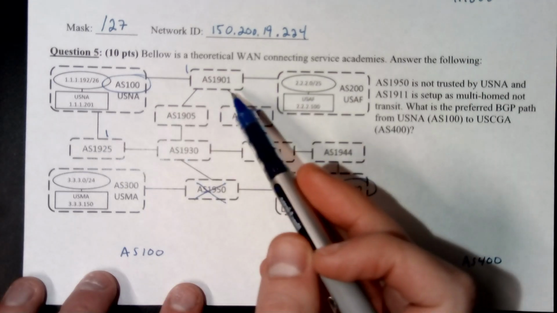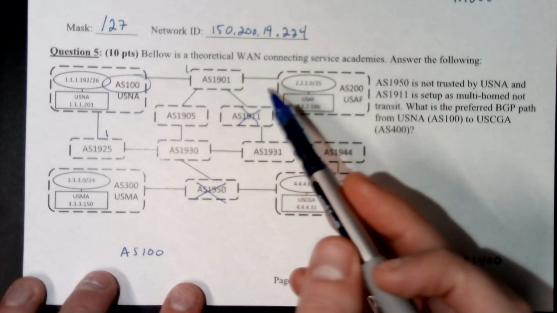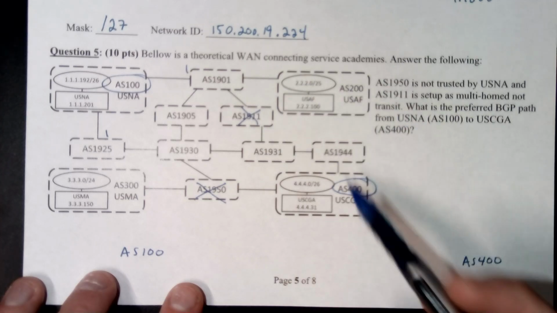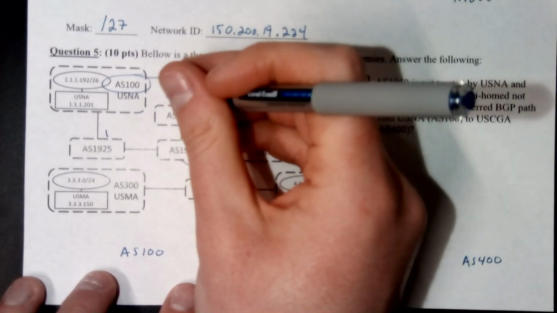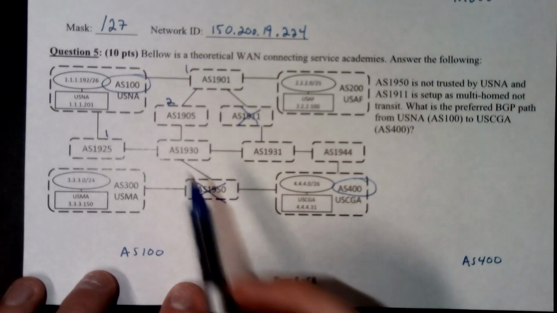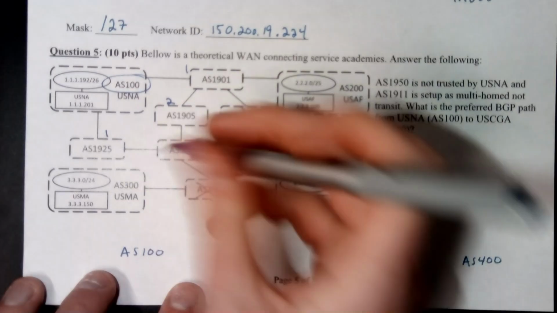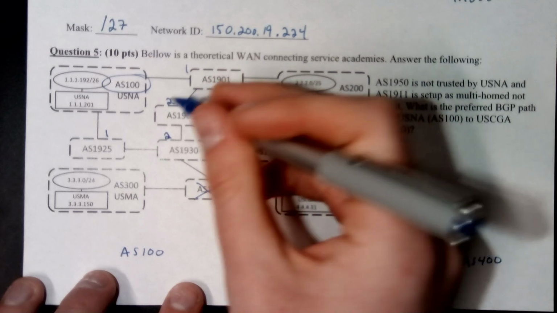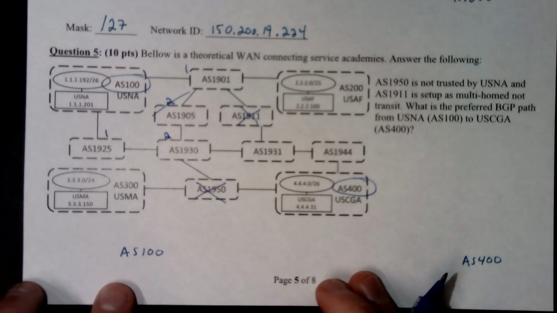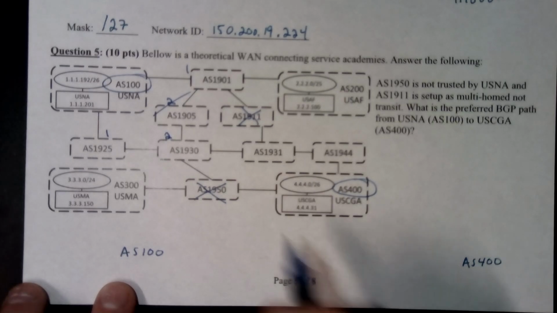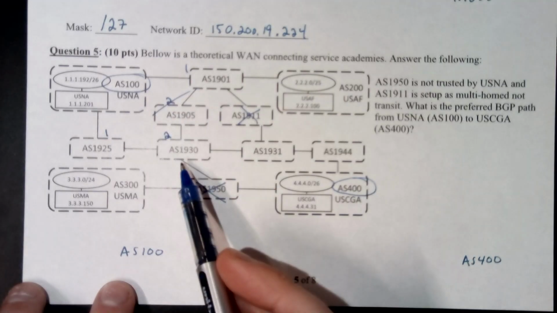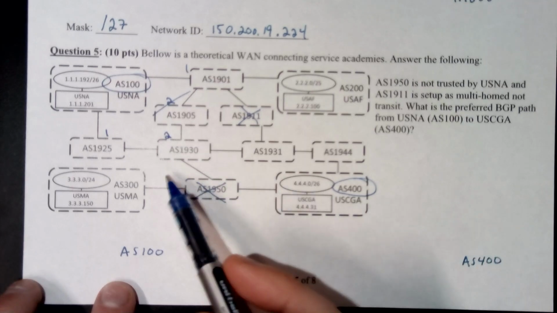From here, I can't go this direction. Going to USAF doesn't get me any closer to USCGA, so I can go in this direction for 2 steps. And from here, again, the only place I can go is in this direction for 2 steps. So we can already see that that's not going to be as effective going through that route, because we're getting to this in 3 steps instead of 2. So then we continue on.